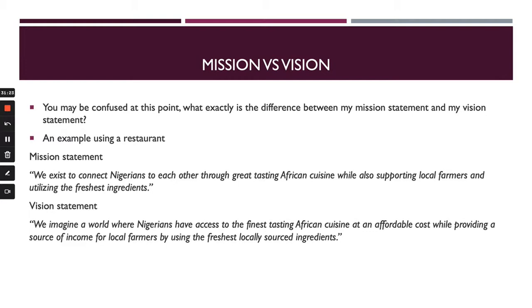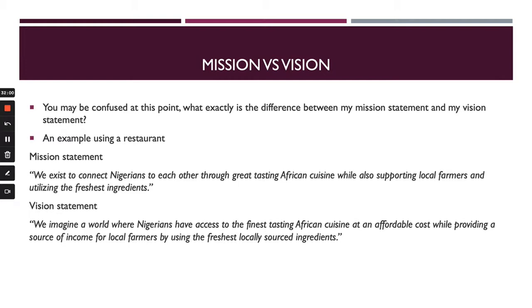So the mission statement of the restaurant can go like, we exist to connect Nigerians to each other through great tasting African cuisine while supporting local farmers and utilizing the freshest of ingredients. While I explained this earlier, I said that this mission statement captures why the business exists and how they intend to stand apart from their competition. They're not just existing to make great food. They also want to connect Nigerians to each other and support local farmers using the freshest of ingredients.